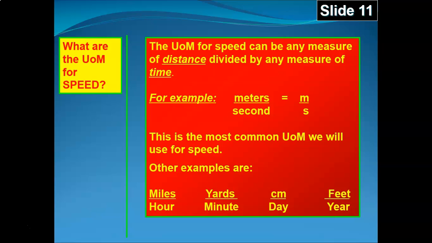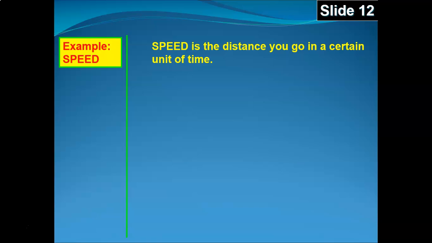That's one you hear all the time. It could be yards per minute. It could be centimeters per day. It could be feet per year. As long as the unit on top is a unit of distance, how far something is, and the unit on the bottom is a unit of time, how long something takes. So speed is the distance you go in a certain unit of time.